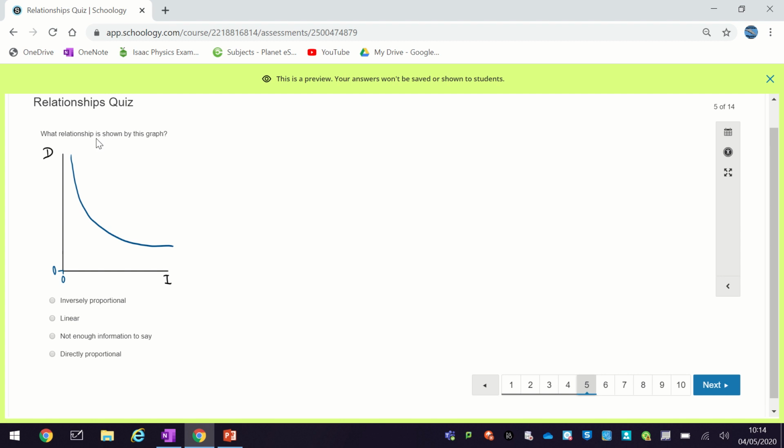Okay, so then what relationship is shown by this graph? So looking at it, it could be inversely proportional because we've got a negative decreasing gradient, but we don't have enough information. We would need to know values on this graph before we can actually check it's inversely proportional there. So it looks like it could be inversely proportional, but we don't know. So we haven't got enough information.